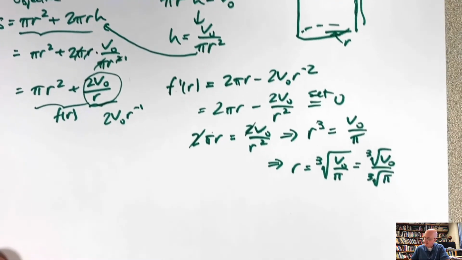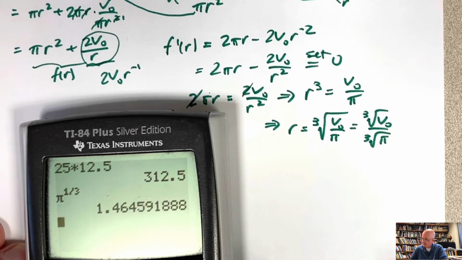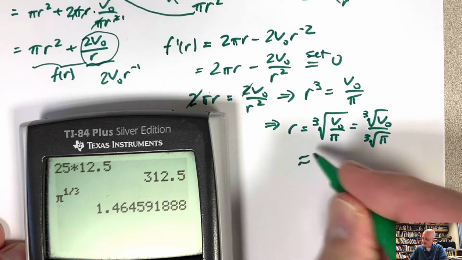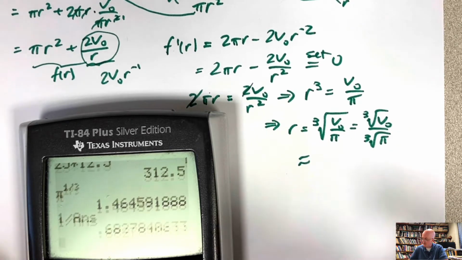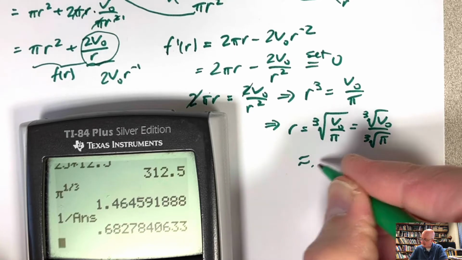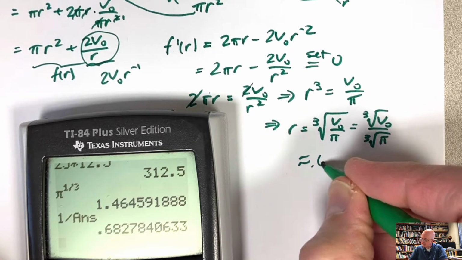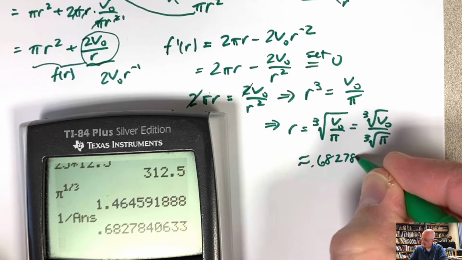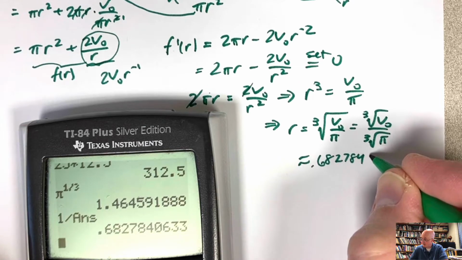If you want to approximate that, you certainly could. Pi to the 1/3 power is the cube root of pi. That's about 1.46459. That's in the denominator there, so I can do 1 over that to get a coefficient that's in front of the cube root of v0: 0.682784 times the cube root of v0, which I can also write as v0 to the 1/3 power.